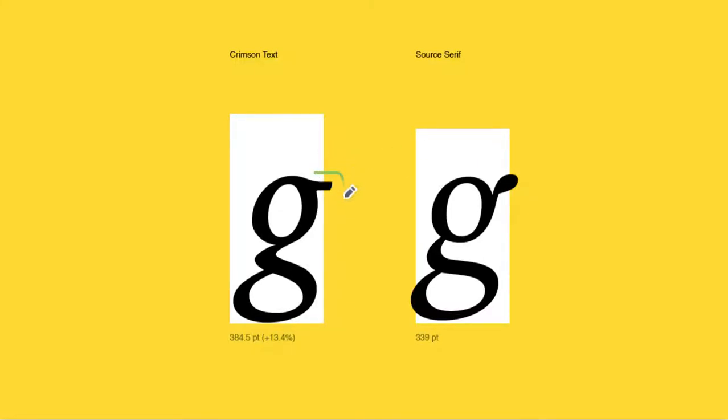Notice the ear is different in both of these. Crimson Text has a triangular form, kind of reminiscent of a Garamond-esque form, like so. While Source Serif has this really fun form where it comes from the bowl over here, extends out, and then hooks up and around, like so. It's a really fun form. It's really unexpected. I'm curious how that's going to look in text.